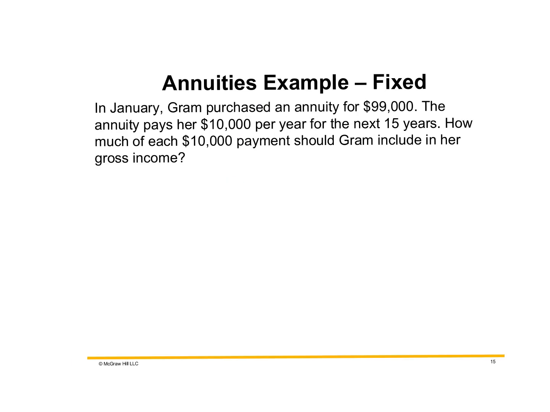All right, so our first example is an example of a fixed term annuity. So in January, Graham purchased an annuity for $99,000. The annuity pays her $10,000 per year for the next 15 years. How much of each $10,000 payment should Graham include in her gross income?